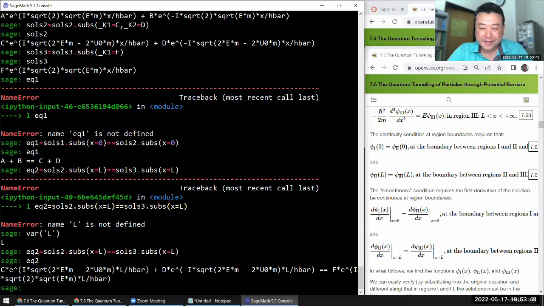Let's keep going. So I need the third equation, which is the continuity of the derivative of the wave function, that it's smooth. There's no kink, no sudden change in slope. So I need to say derivative of solution 1 with respect to x, and substitute in x equals 0, since it's a boundary at x equals 0. So that value should be equal to the derivative of solution 2.